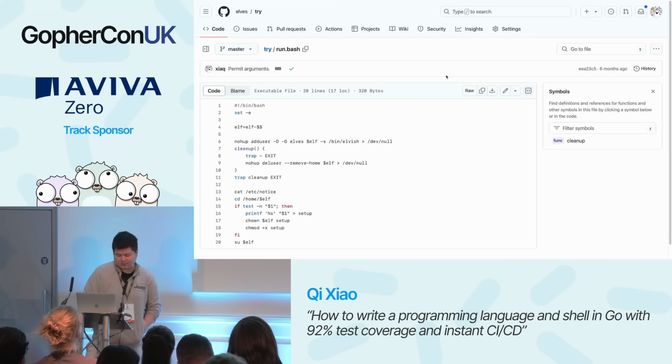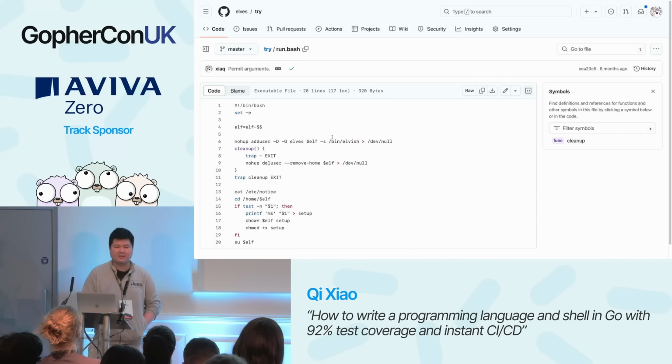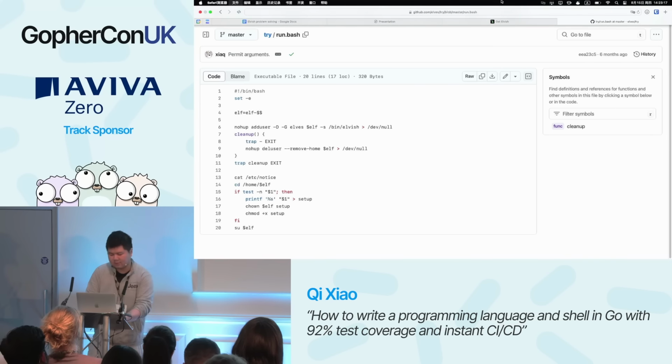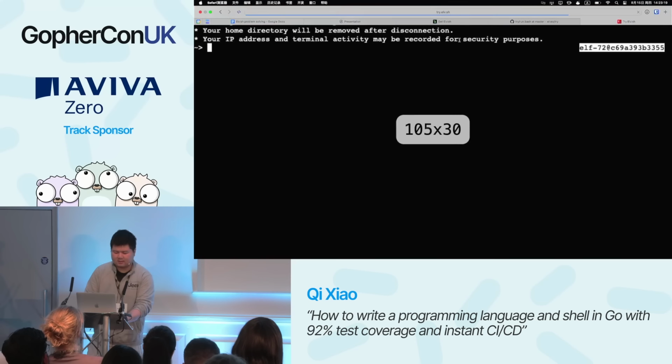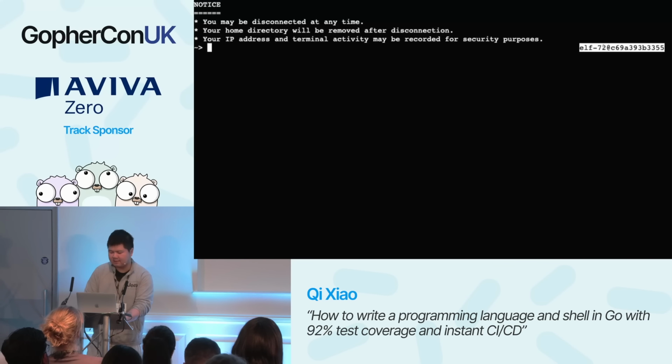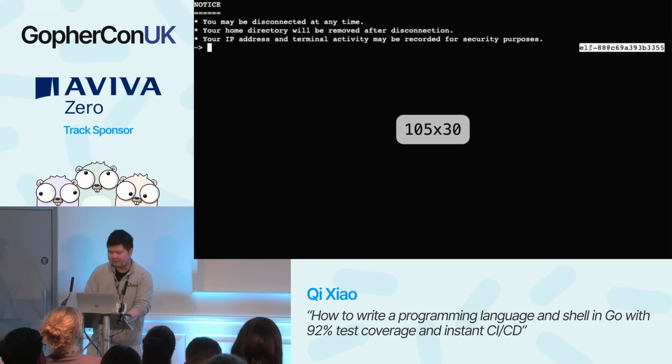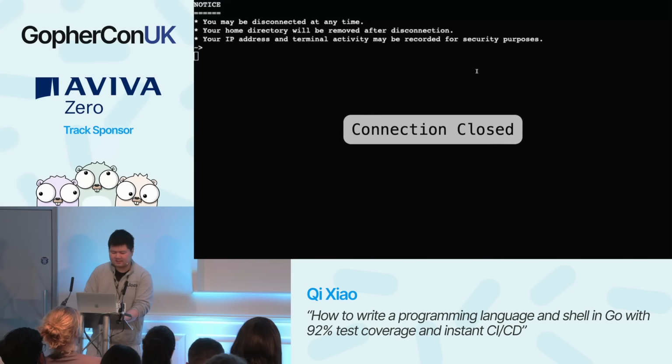So anytime anybody visits the website, it runs this script, which creates a new user and then changes to that new user. So every time you open the terminal, it's actually a different user. Like this is elf74, and this is elf88. It's a new user every time.